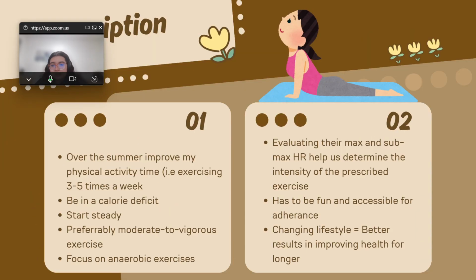For recommendations, I want to use this summer, now that I don't have any jobs or classes, to focus on my physical wellness, on exercising. This means I can be doing 3 to 5 times a week, be in a calorie deficit, and start steady on my exercises because I was living a sedentary lifestyle, but it's preferred to have moderate to vigorous exercise. Finally, I want to focus more on my upper body and aerobic exercises.